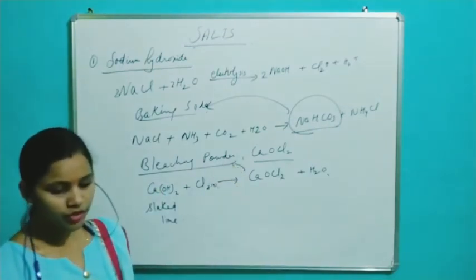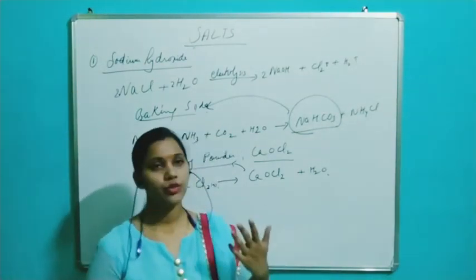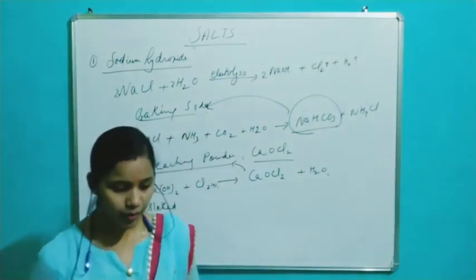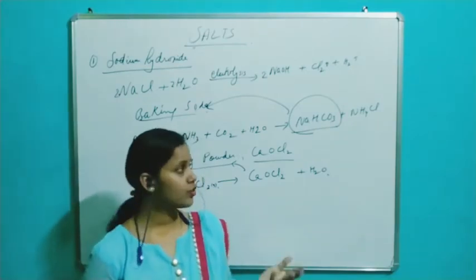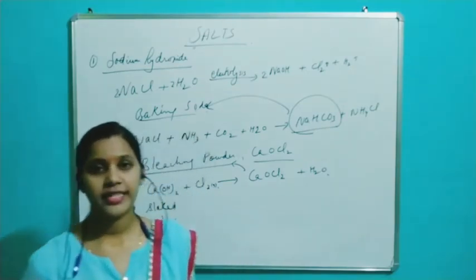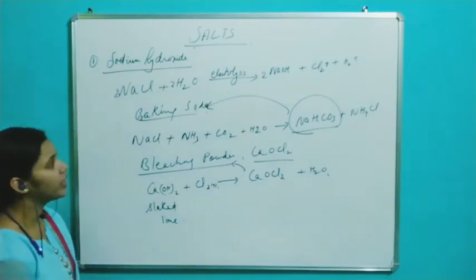Now what are the uses of bleaching powder? It is used for the manufacture of chloroform. It is used for making wool unshrinkable. It is used as an oxidizing agent. It is used for disinfecting drinking water. All these are the uses of bleaching powder.